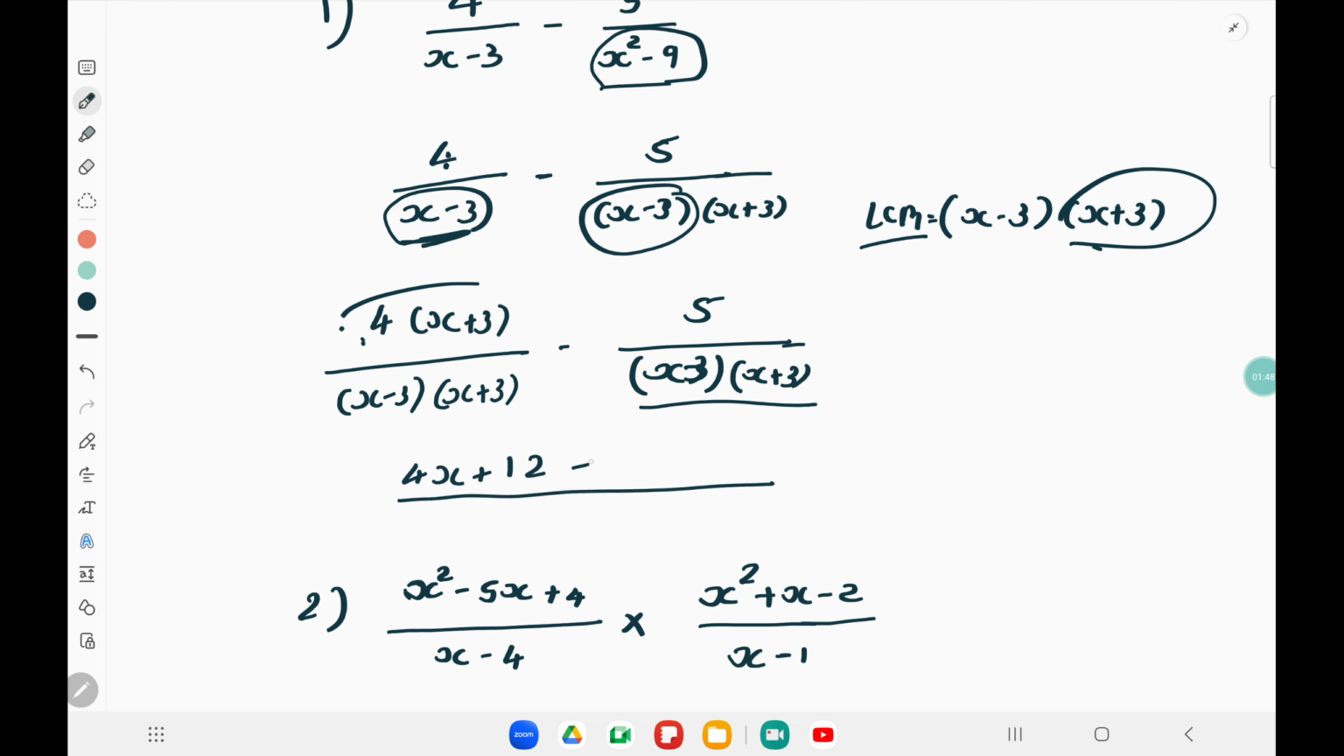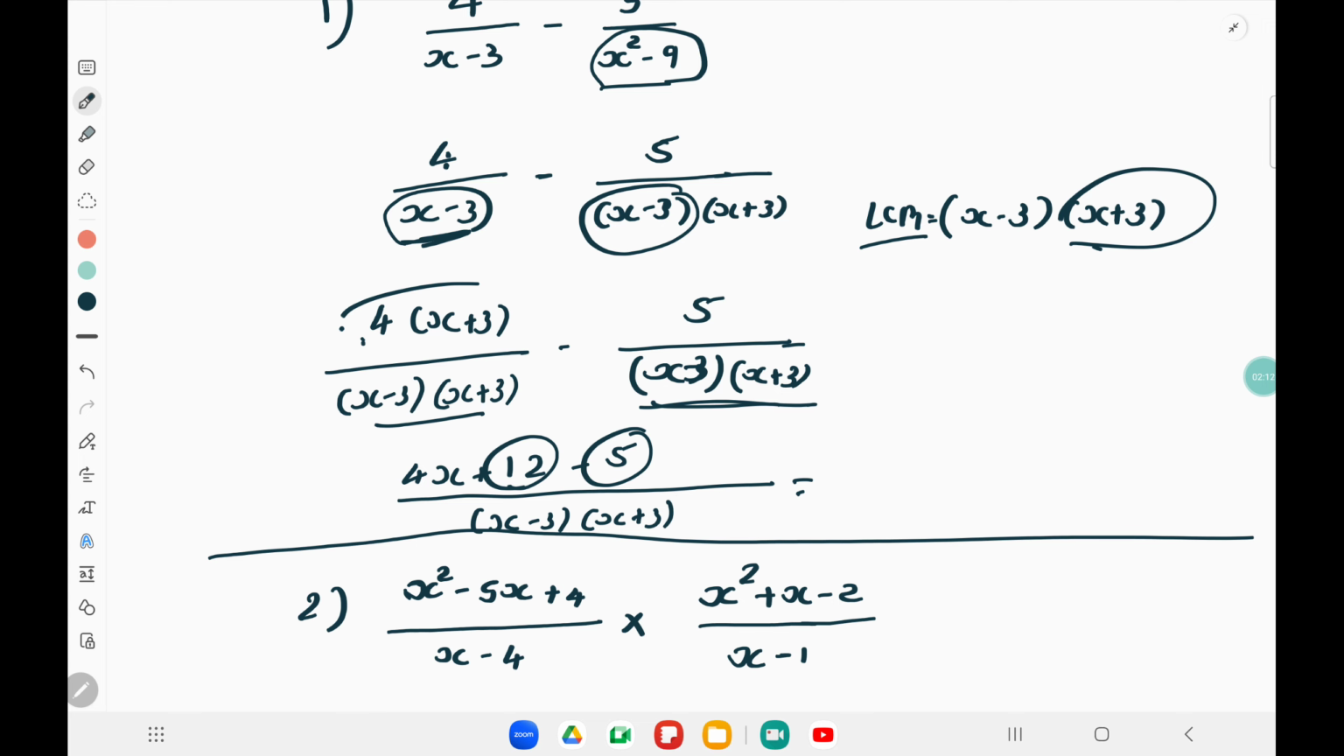So 4 times x is 4x, plus 3 times 4 is 12. Minus 5. I am writing this on one fraction line, with the common factor written only once: (x minus 3)(x plus 3). Here 12 and 5 are both constant terms, so we can simplify. So 4x as it is, and 12 take away 5 is 7, over x square minus 9. I just simplify that and write it in a common way. So this is the answer.